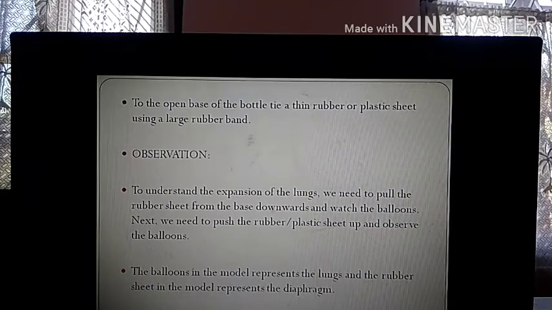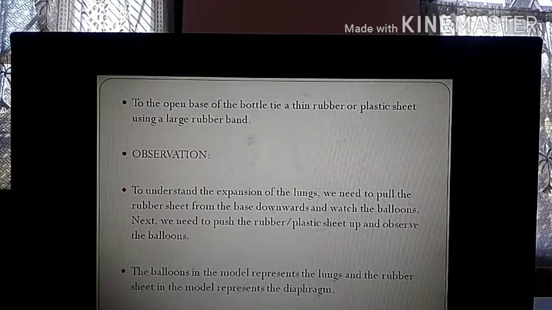Okay, so once you pull the rubber sheet down, what will happen? The space in the bottle will increase. Okay, the space in the bottle will increase. So once the space in the bottle increases, the air will come inside the bottle through the Y-shaped tube. Through the tube, the air will come inside and the balloons will get inflated.